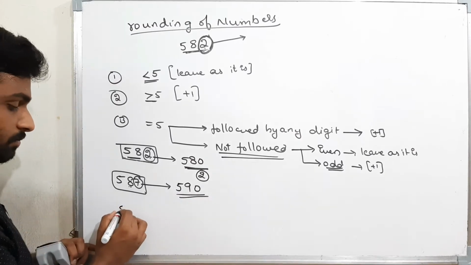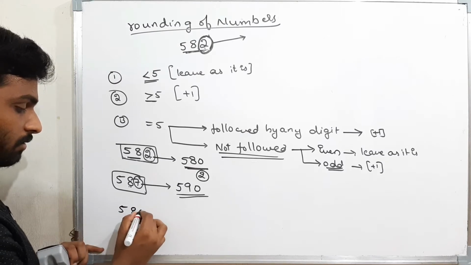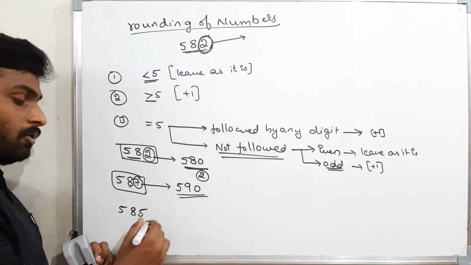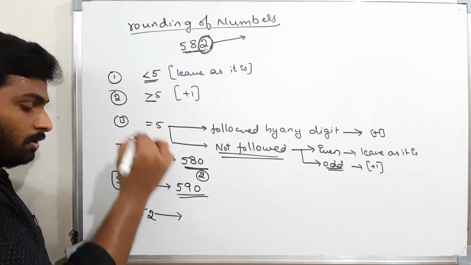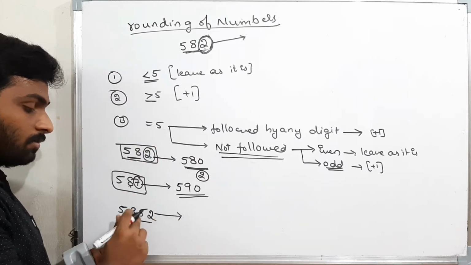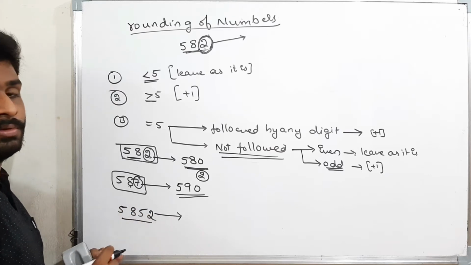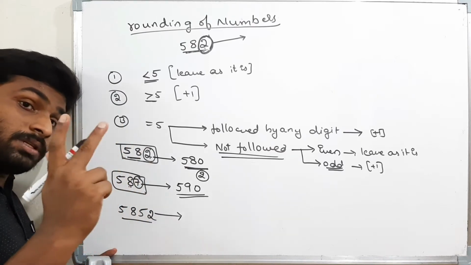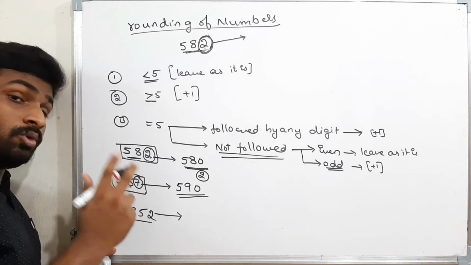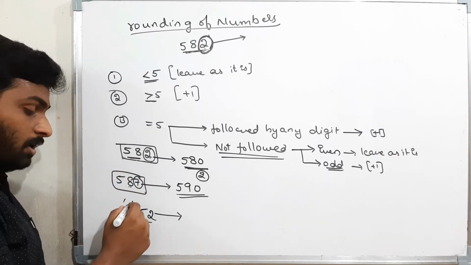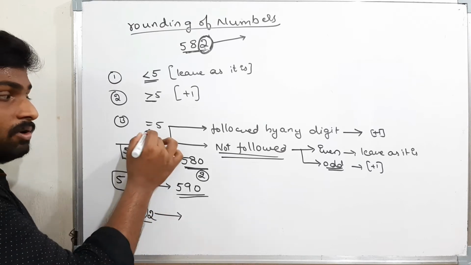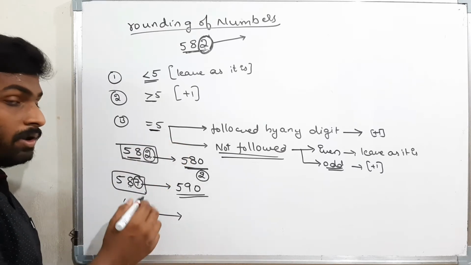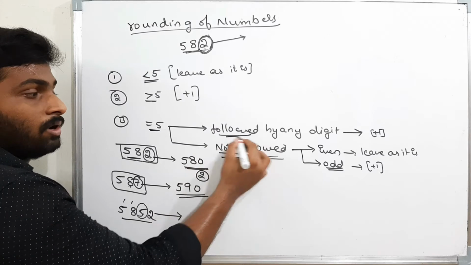Now 585. They told us to round off this number to two significant figures. Actually the number is 5852. If I want to round off this to two significant figures, that means 58, I have to see 5. Now this 5 is exactly equal to 5. When it is equal to 5, I have to see two rules: whether it is followed or not followed.